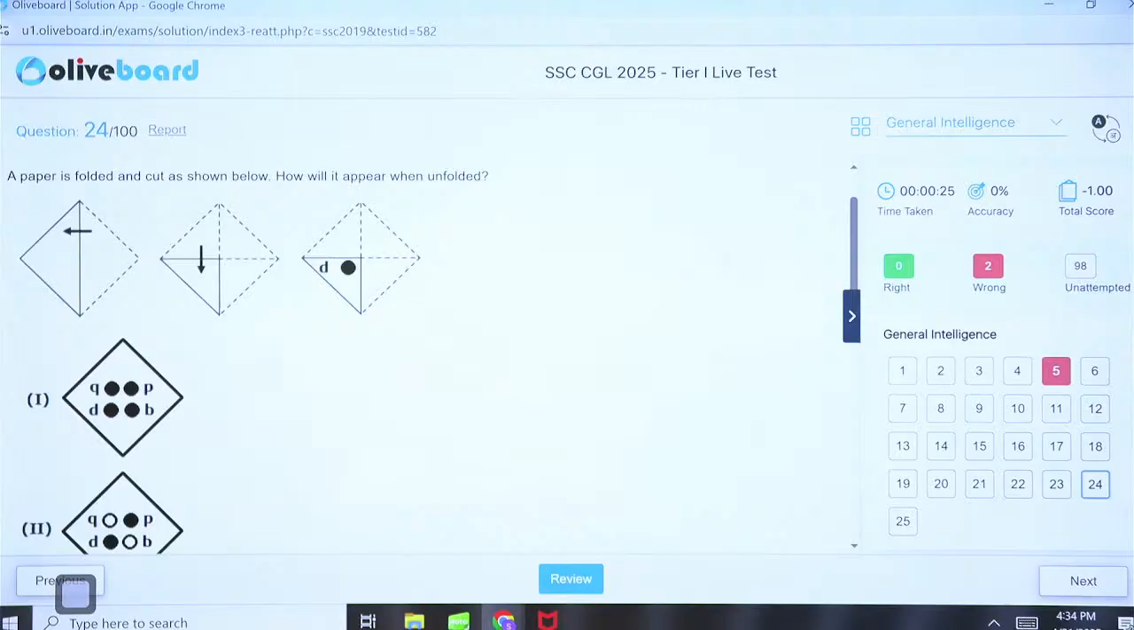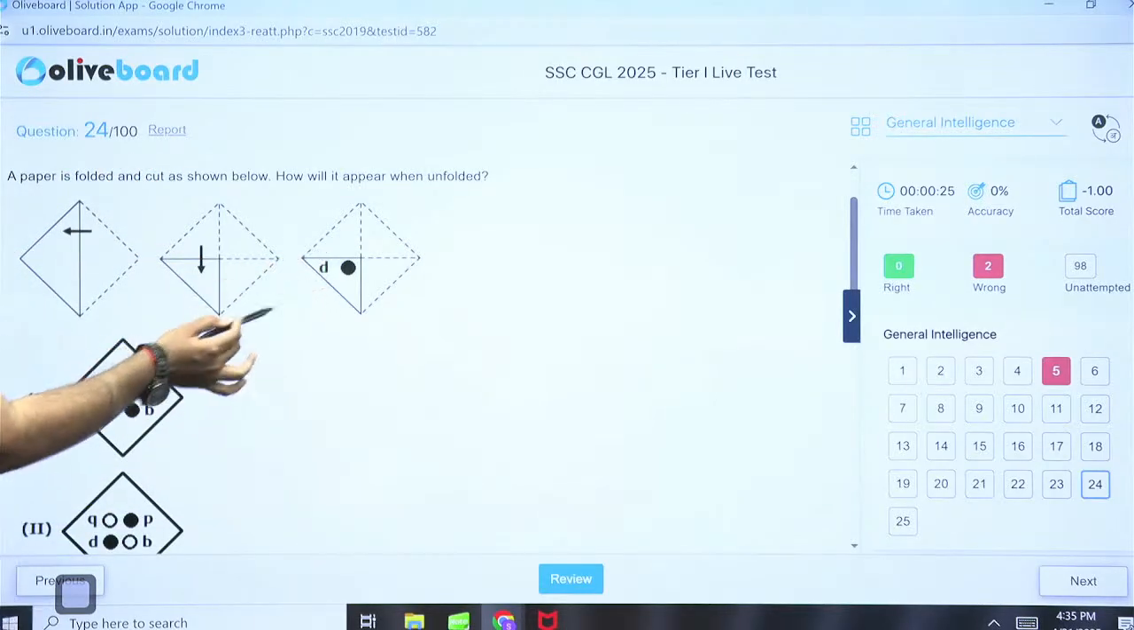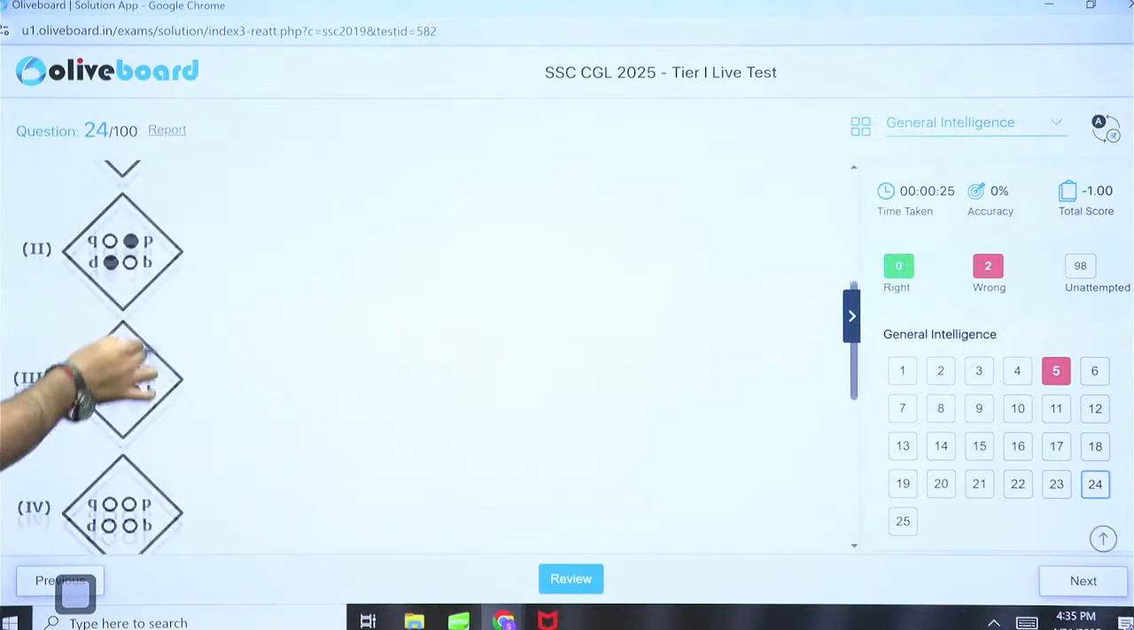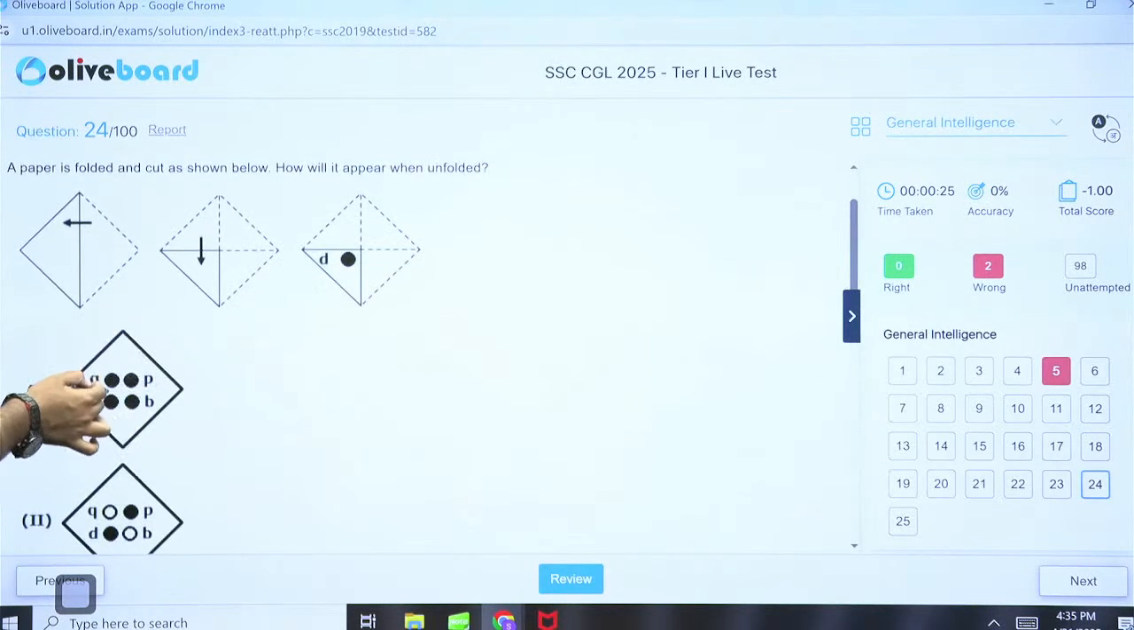Yes, question 24. Half fold, quarter fold. So this will open upwards. So if this is D, there will be a mirror image here. So firstly, we'll have all 4 corners as dots. This is not possible, this is not possible, this is not possible. I think only this one is a possible answer. Option 1, figure 1 is the correct answer.